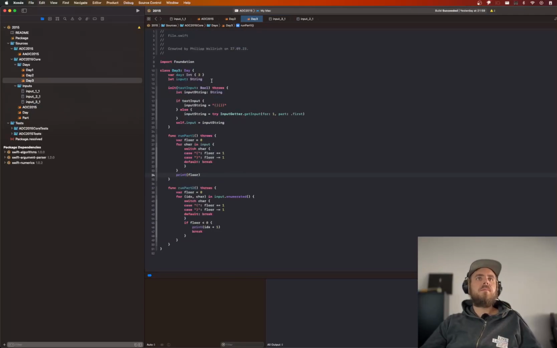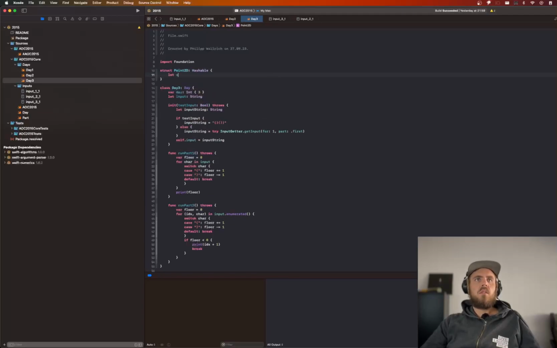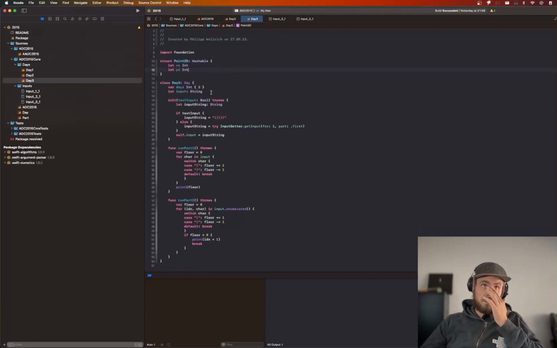So basically, we've got a grid, so I think I'm just going to use a Point2D, hashable, let x double, let y int. So I can use that if I need to. So we got the input string, that's all okay.